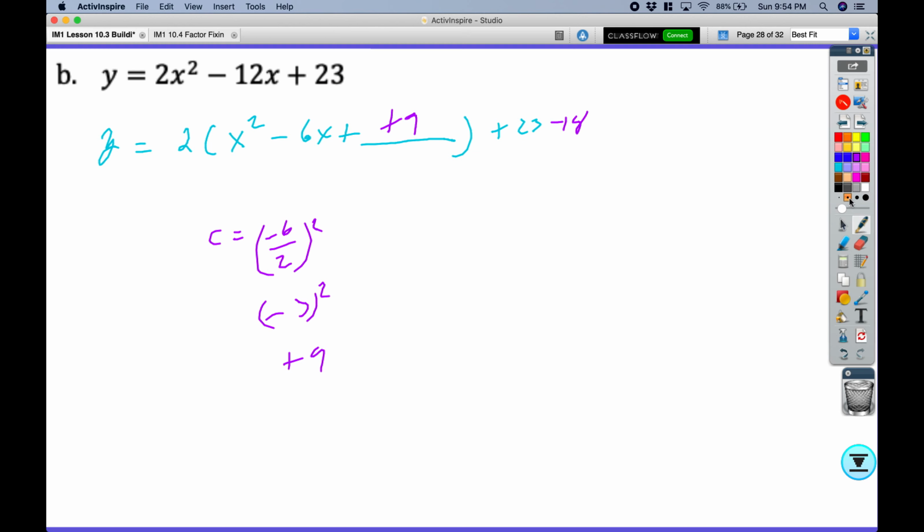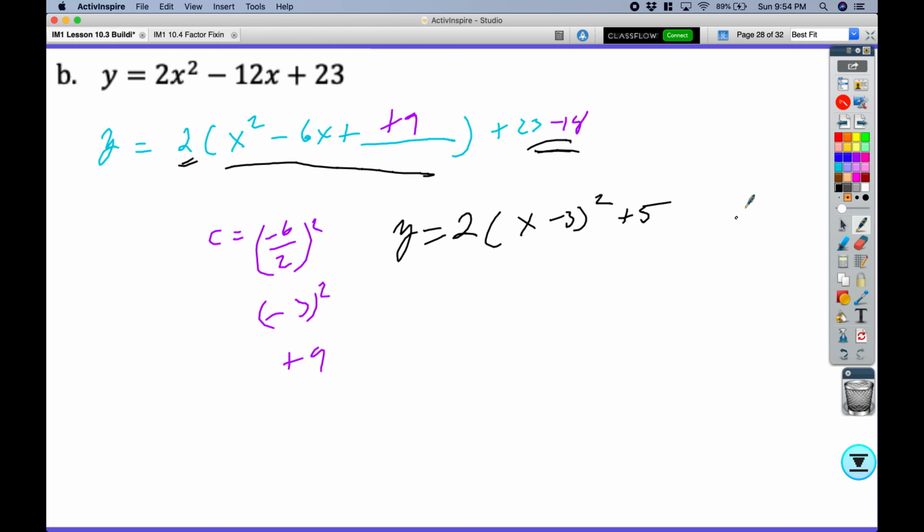So then the next thing is you can complete the square by writing y equals 2. That's your coefficient of 2. Now we complete the square. Again, x minus 3 squared. And then my k value would just be right here, and 23 minus 18 is positive 5. Okay?